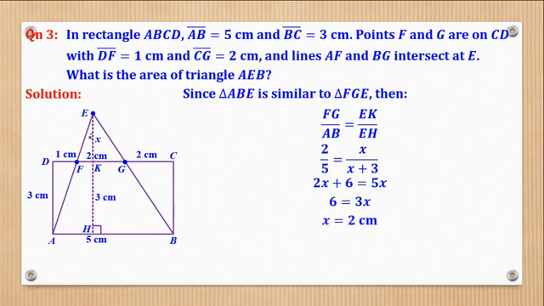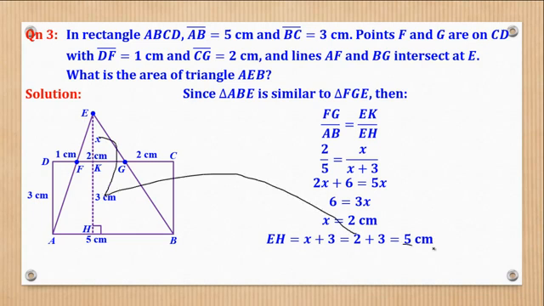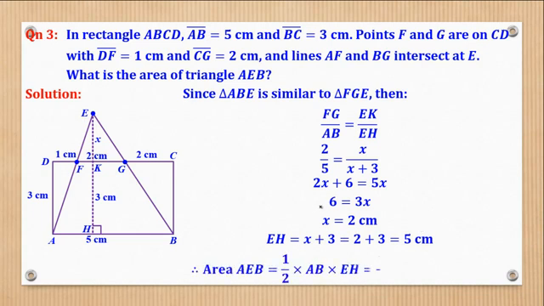After getting the value of X, it means I can now get the area of triangle AEB, because now the height will be X plus 3, which is 2 plus 3 to give you 5. Then the area will be a half base times height, which is 12.5.